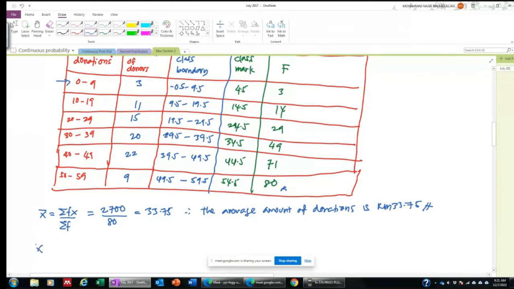Next we are going to check for median. So median, the formula for median is lower class boundary plus summation of f divided by 2 minus summation of f m minus 1 divided by fm multiplied with class size of the median class.